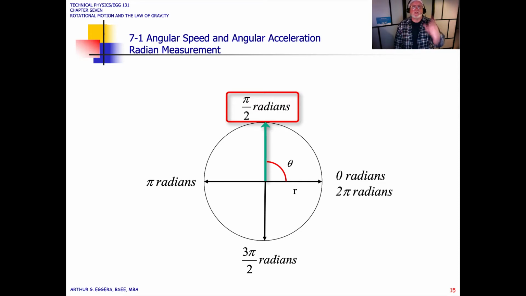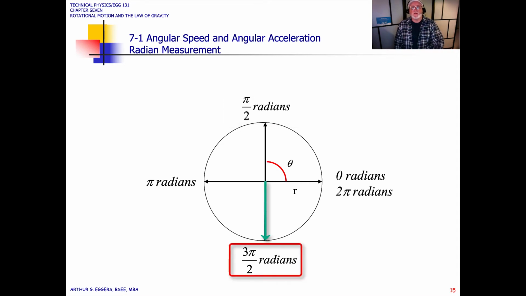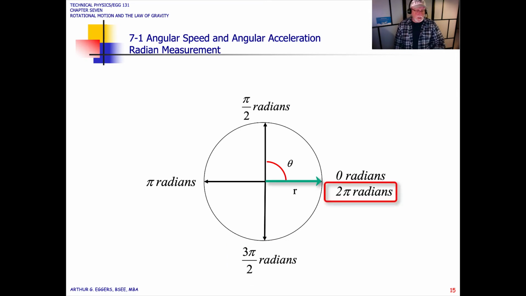Now we do the same thing one more time. We're going to move the hand past pi radians to 3 pi over 2 radians, or 3/2 of the way around. Then one more time completes the circle, the radius, if you will, of 2 pi radians. So when we do this, we can see how we have divided the circle, in this case, into fourths. Each of those fourths is really a measure of pi over 2, or half pi radians.